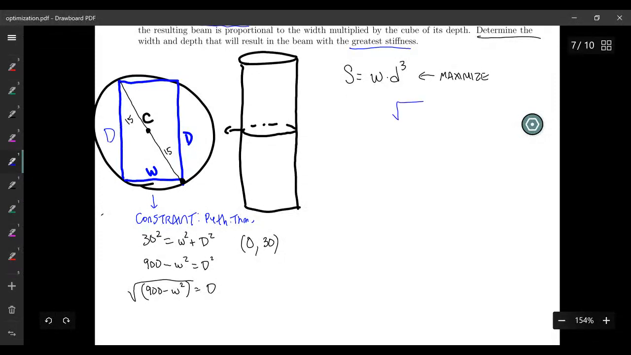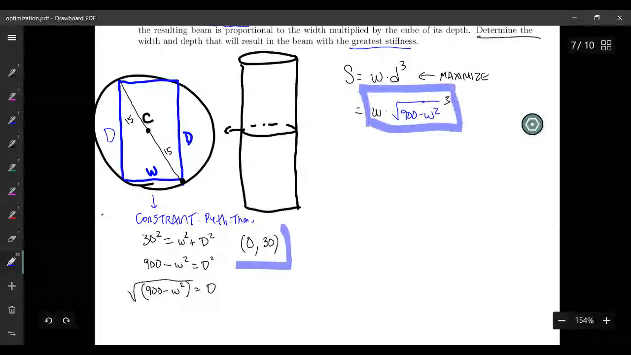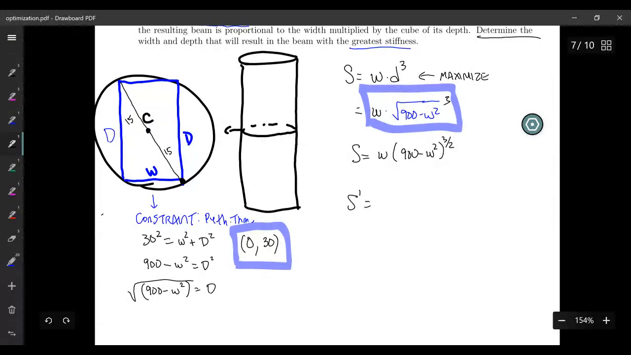Square root of 900 minus W squared for D. So we have a function in terms of one variable, and we've got a relevant domain. Next thing we're looking for is a critical point. So first off, I'm going to simplify my function. Square root is a 1/2 power. Take it to the third power, gives me 3/2. So now we do the product rule to take the derivative.